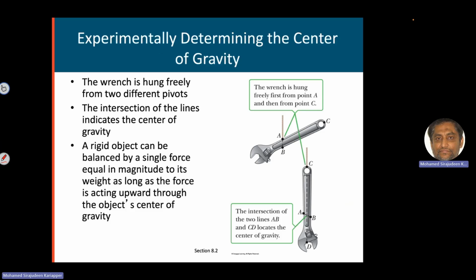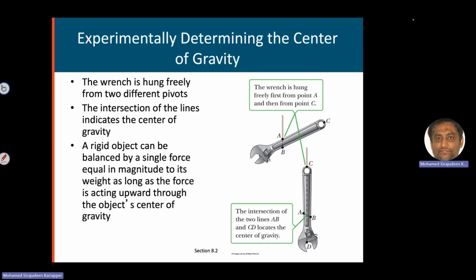What if the object is not symmetric, like this guy, not homogeneous, not symmetric? Experimentally we can do something. Okay, let me explain what I said. Say the wrench is an irregularly shaped object. There is no symmetry at all, and it's not homogeneous. Maybe this part consists of some other material. It may not be homogeneous.